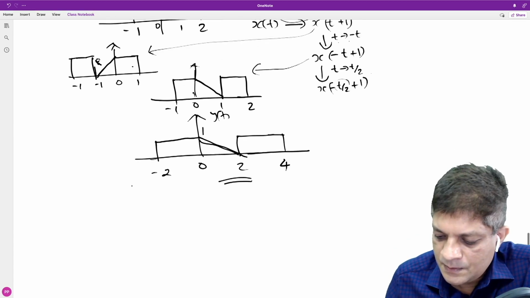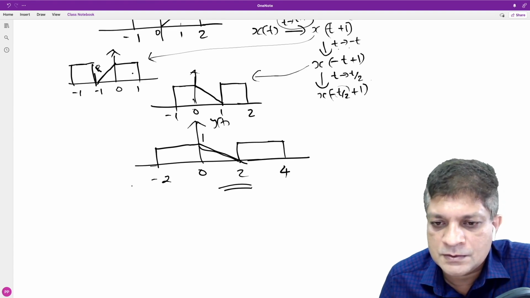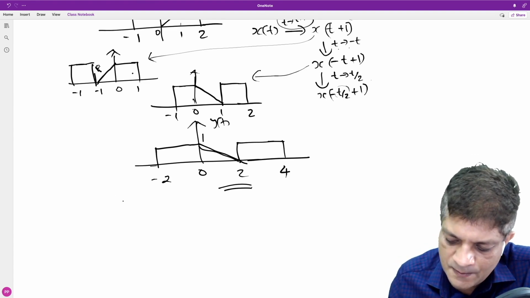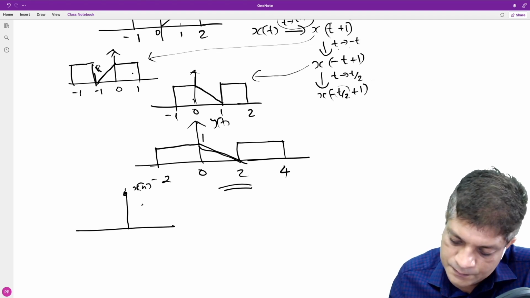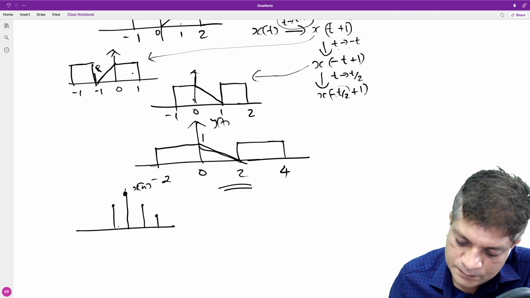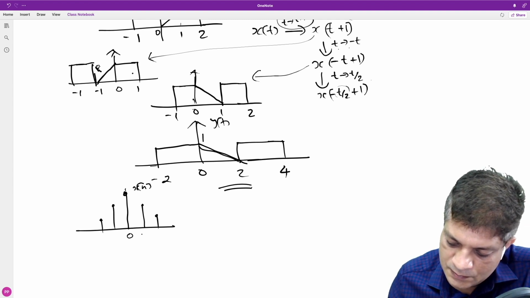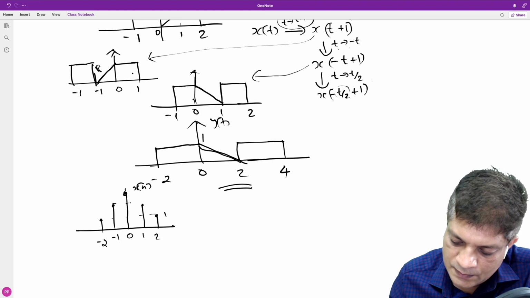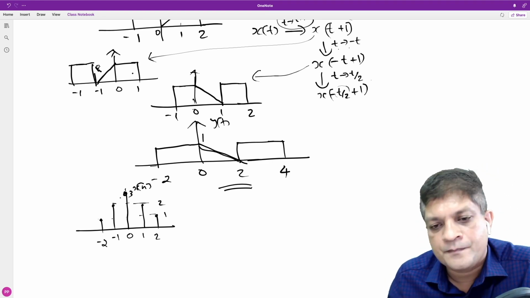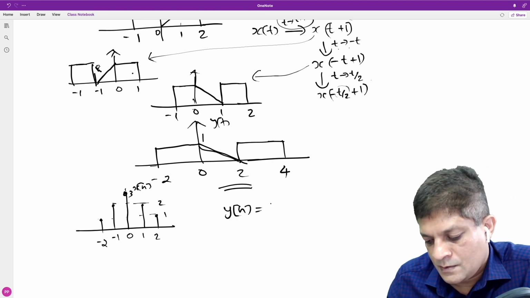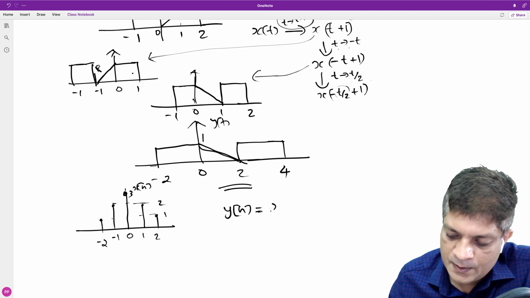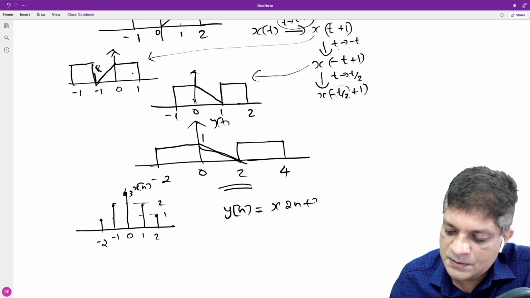Now let us consider an example of a discrete time signal. This is a more complex operation in the case of a discrete time signal. Let us consider this signal x[n], with amplitudes 1, 2, and 3 at the marked points. We have to find y[n] equal to x[2n+3].